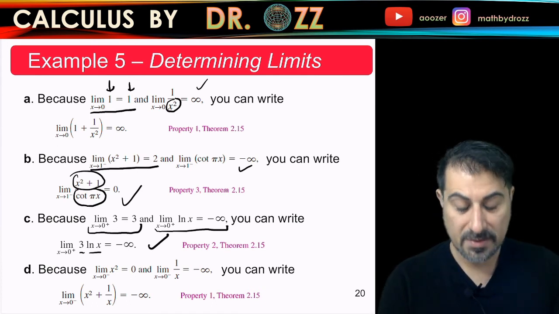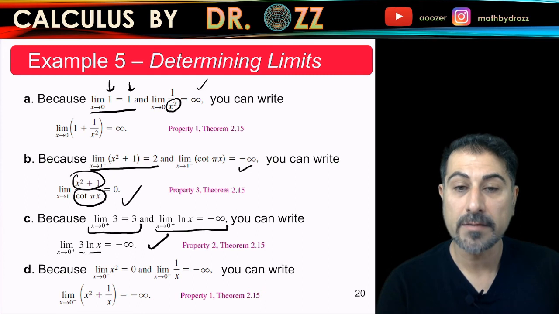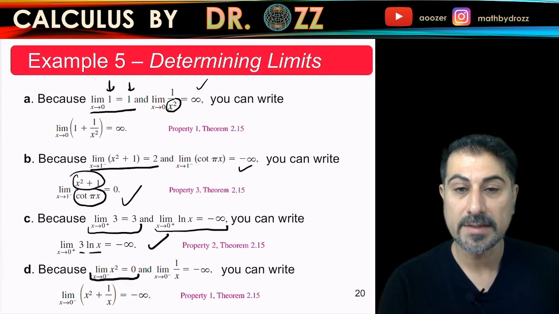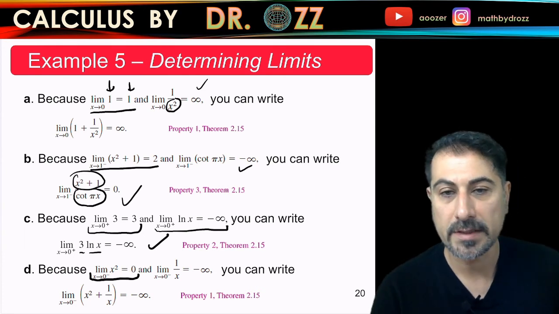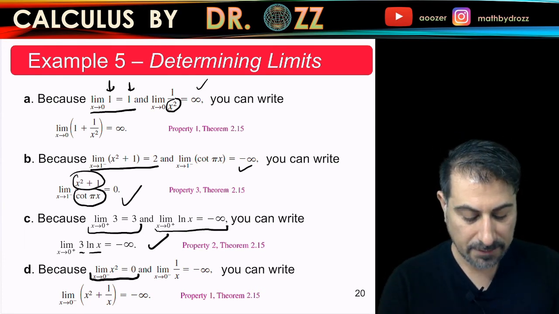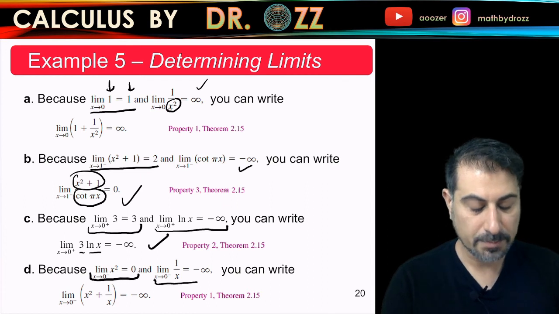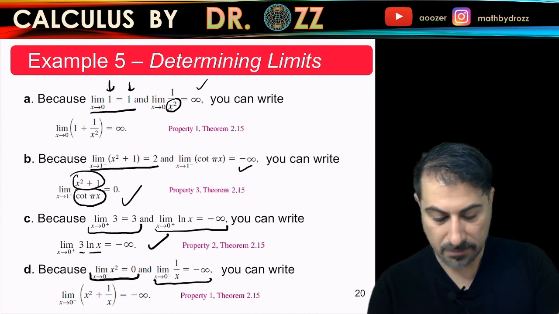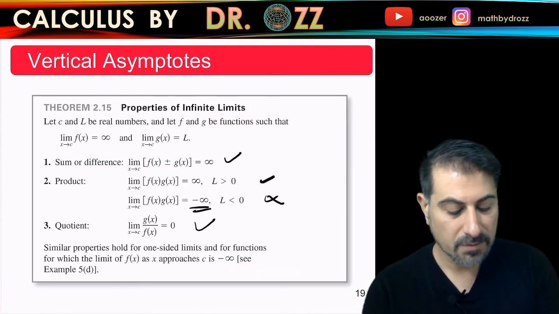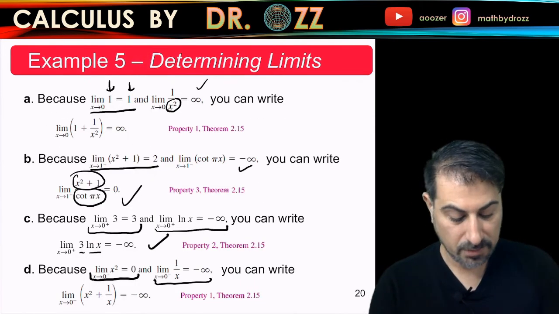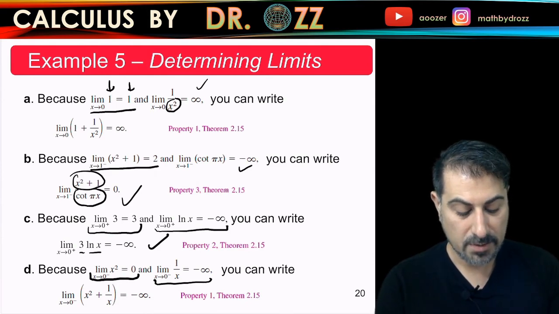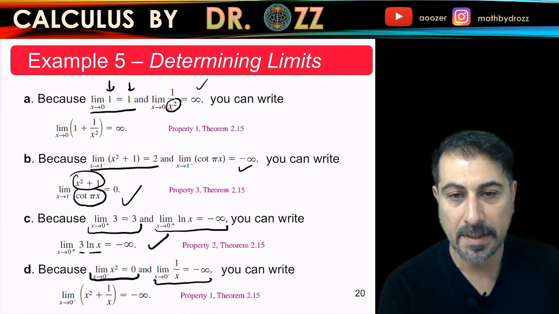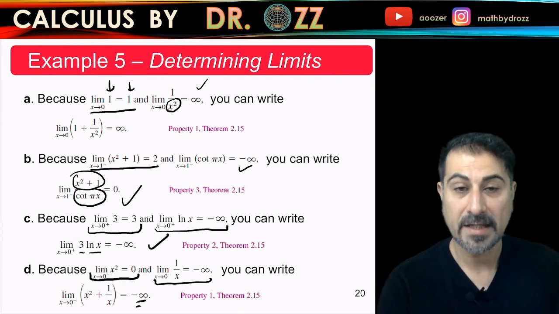And finally, we have the sum of x squared and 1 over x. x squared individually approaches 0 as x approaches 0 from the left by direct substitution. And on the left of 0, 1 over x is going to blow up to negative infinity. So we are in the case of property 1. We have the sum of these two functions, and since one of the limits is negative infinity, the sum is going to be dominated by that. So this limit is going to be negative infinity.